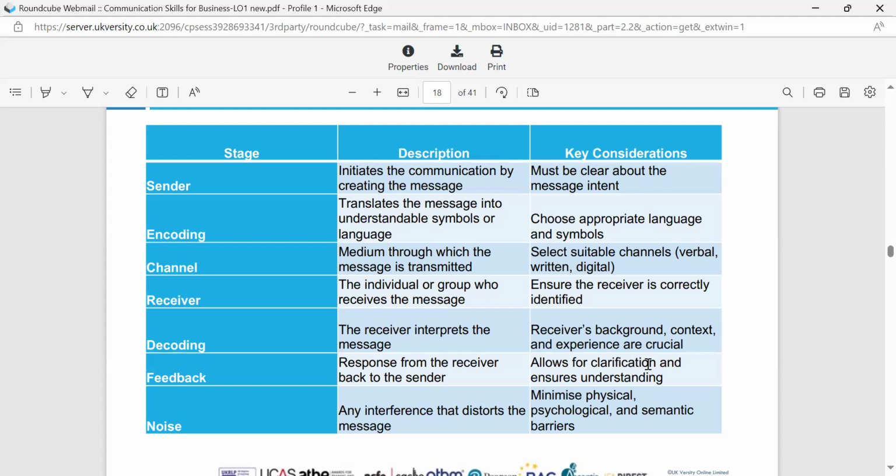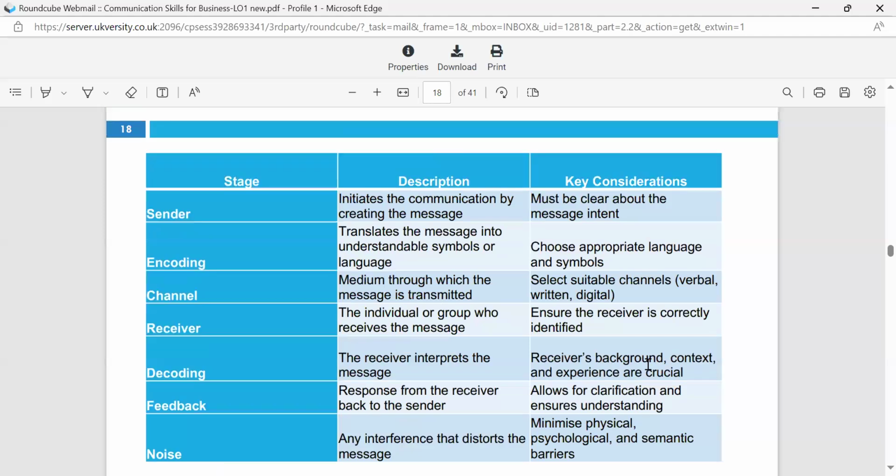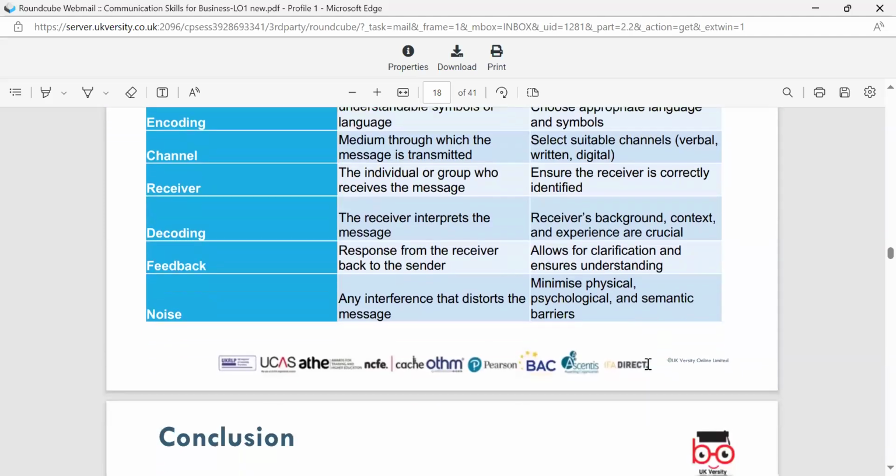And then the noise is any interference that distorts the message, and the key consideration is to minimize any sort of physical, psychological, and semantic barriers. So this table identifies different stages with the description and key considerations.